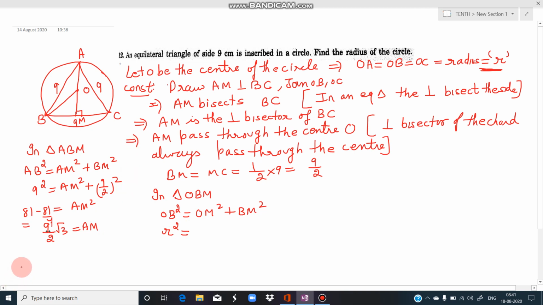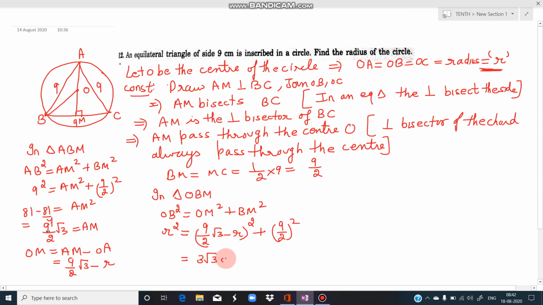Now what is OM? In the same way, OM is equal to AM minus OA. The value of AM we have calculated, and OA is the radius, its value is R. So here it will be 9 by 2 root 3 minus R whole square. And BM is what? 9 by 2 whole square. So we will do the calculations, and we are getting that this R is 3 root 3 centimeter. When R square cancels everything, we are getting that R is 3 root 3.